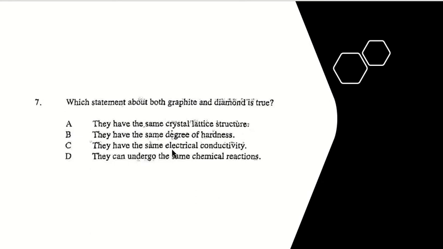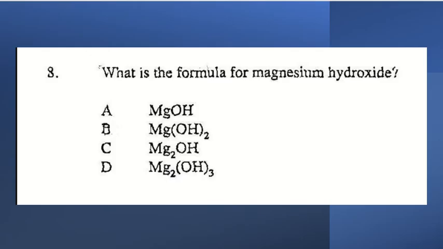They have the same electrical conductivity. Their electrical conductivity will be different, not the same, because they have different arrangements. Conductivity depends upon the arrangement of atoms, so this is also not true. They can undergo the same chemical reaction. As we studied, allotropes have the same chemical properties, so their chemical reactions will be the same. So this is the right answer. Okay, let's go for the next.